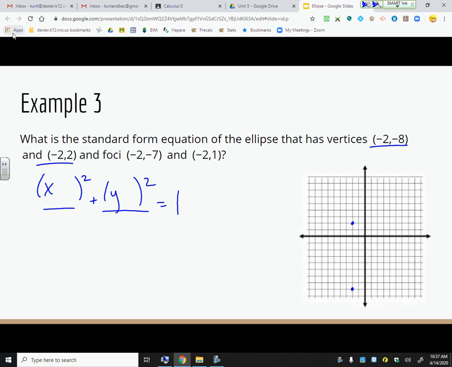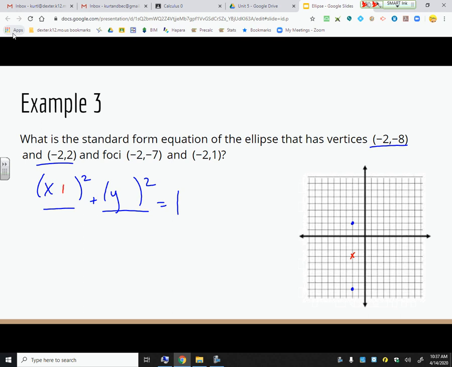I can get my center. My center is going to be halfway between these two dots. You can just move your fingers in, or you can do negative 8 plus 2 is negative 6. Half of that's negative 3. Either way, you should land right here. 1, 2, 3, 4, 5. 1, 2, 3, 4, 5. Yeah, I'm good. So my center is going to be at negative 2, negative 3.